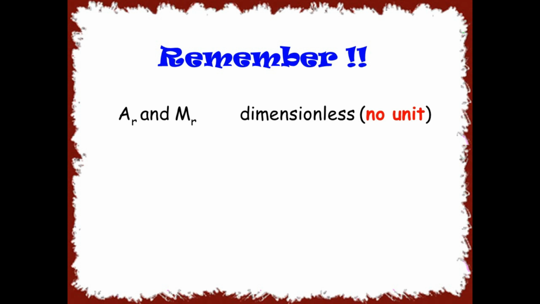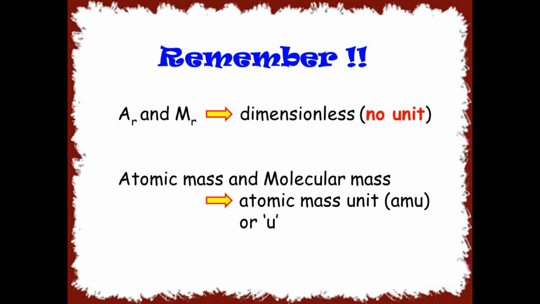Please remember that relative atomic mass and relative molecular mass are dimensionless. In other words, no unit. But atomic mass and molecular mass have a unit, atomic mass unit, or in short form amu, or unit u.